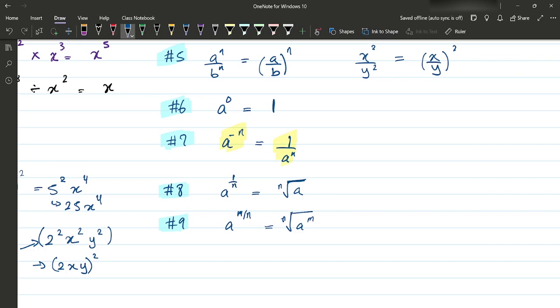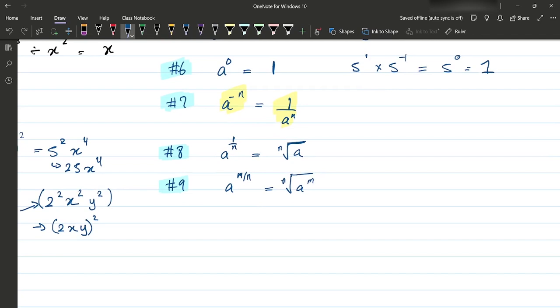Okay, so number 6 is just really something that you have to remember. So if you have, let's say, 5 to the power 1 times 5 to the power minus 1, when you add the powers, you'll get 0, right? So this will be 5 to the power 0, and it always equals 1. So next, a could be anything. So let's say x to the power minus 2. This can be written as 1 over x squared. Or if you have 1 over x to the power minus 2, this can be written as x to the power 2. Alright, so the minus indicates it can be like 1 over something.